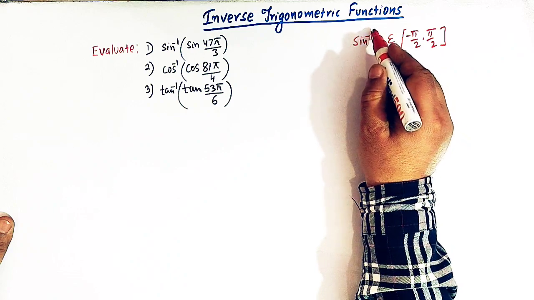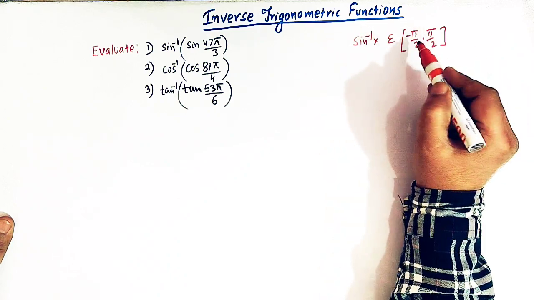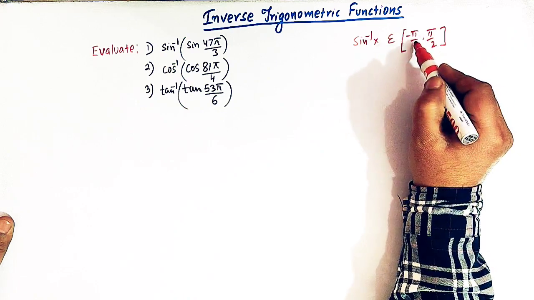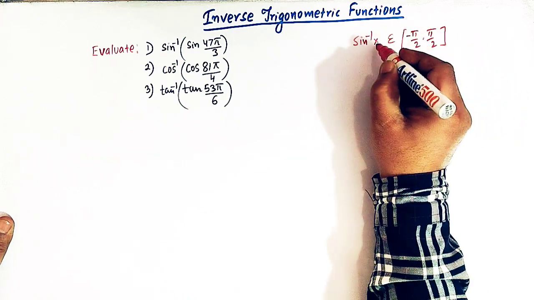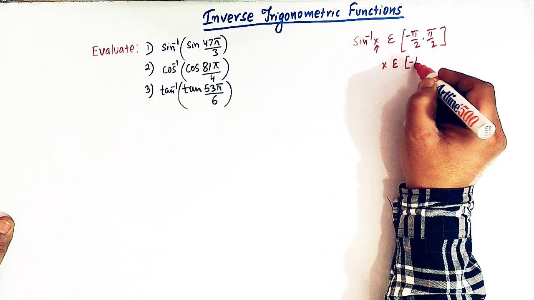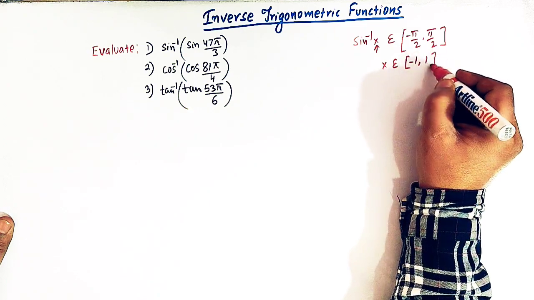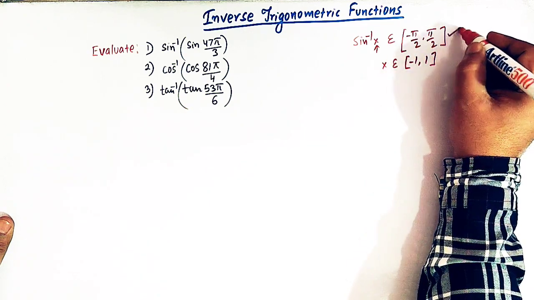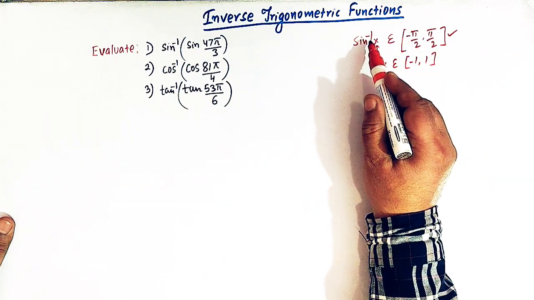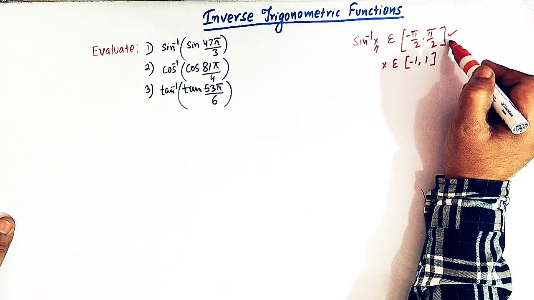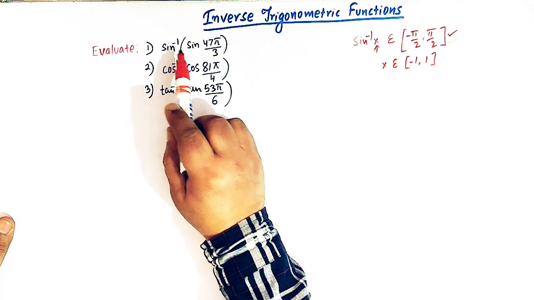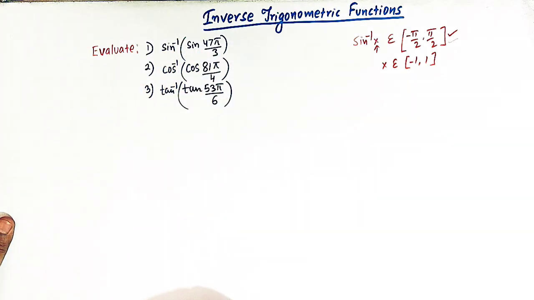So sine inverse x must lie from minus pi by 2 to pi by 2, including the endpoints, where x must lie in the interval from minus 1 to 1. This interval is known as the principal value branch of sine inverse x. Utilizing this interval, we have to calculate the value of sine inverse sine 47 pi over 3.